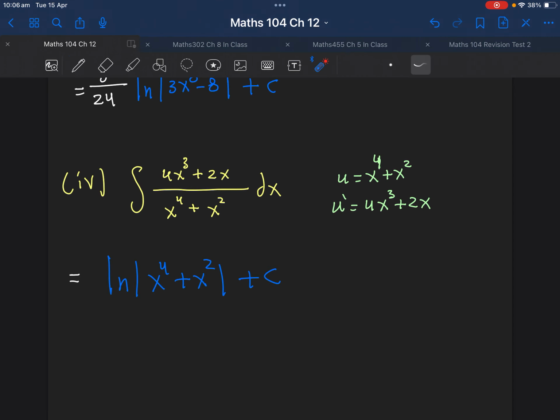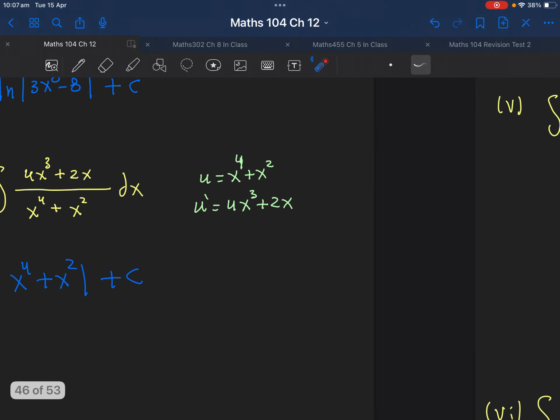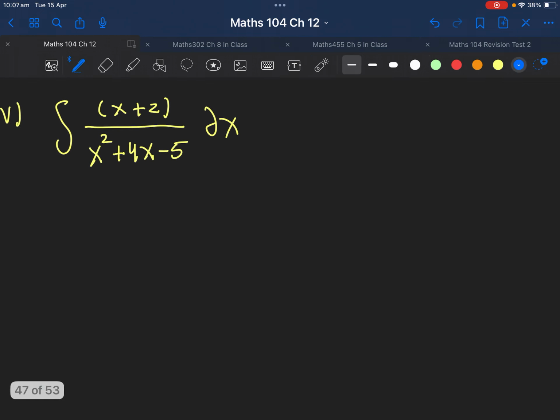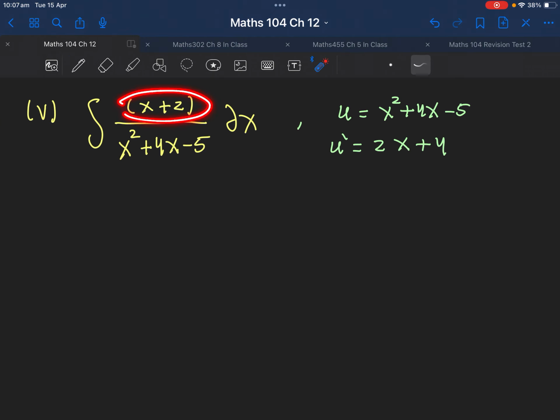So remember, in this question, you don't need to multiply or divide by something else. Next question, we have the same situation. So what is my u? U is just x squared plus 4x minus 5. What is u prime? U prime is 2x plus 4. Oh, I don't have 2x plus 4.